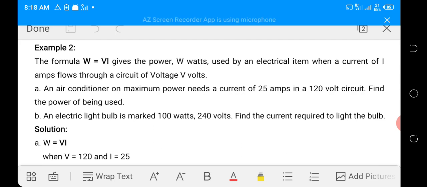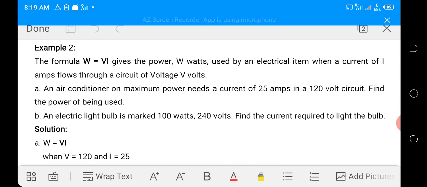The formula W is equal to VI gives the power W in watts used by an electrical item when the current of I amperes flows through a circuit of voltage V volts. In this question, W stands for power and it is measured in watts. I stands for current and it's measured in amperes. While the V stands for voltage, which is measured in volts.